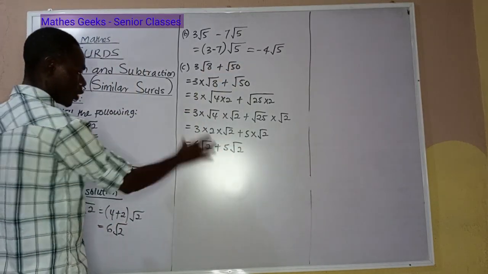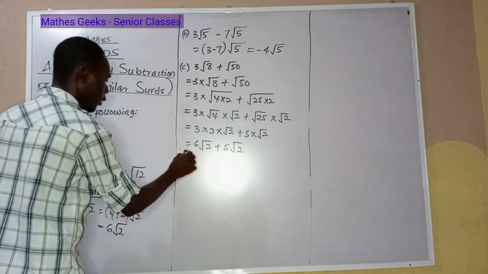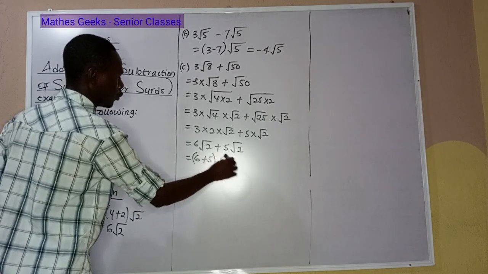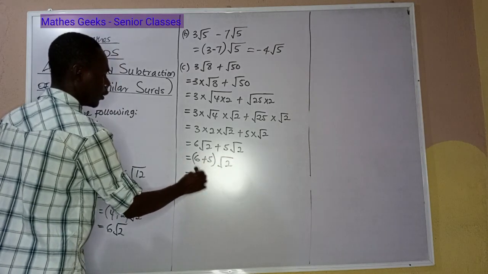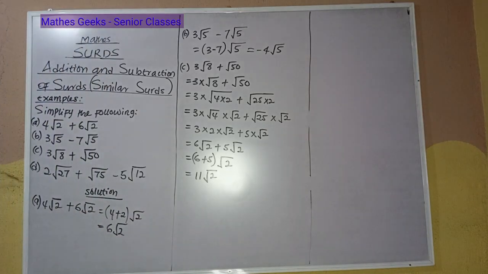So at this point you can see that both surds are alike, they are similar, so we can add. That gives us 6 plus 5 root 2, and 6 plus 5 is 11 root 2. That's the answer.